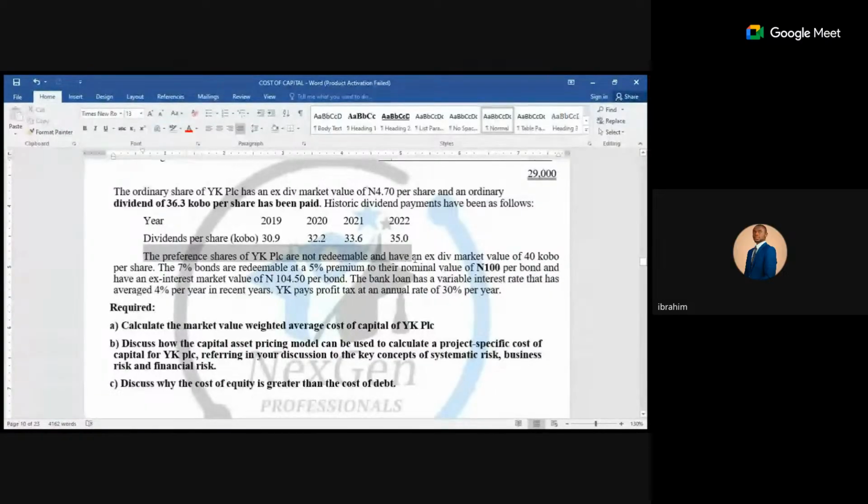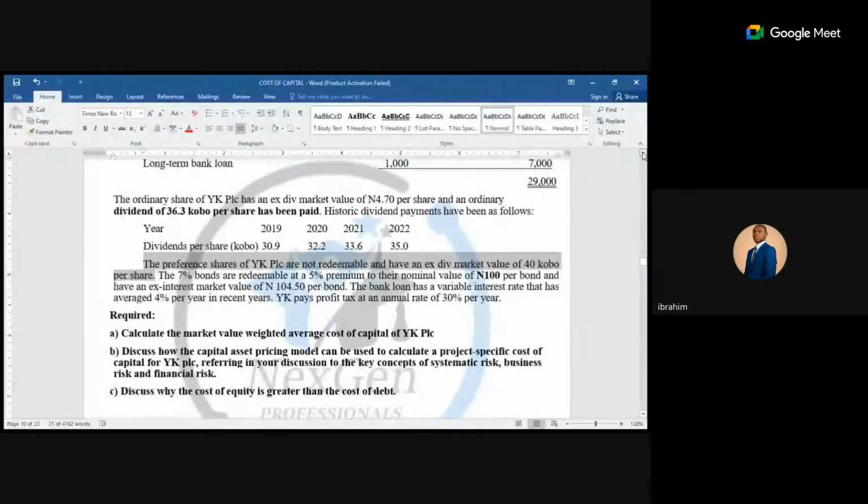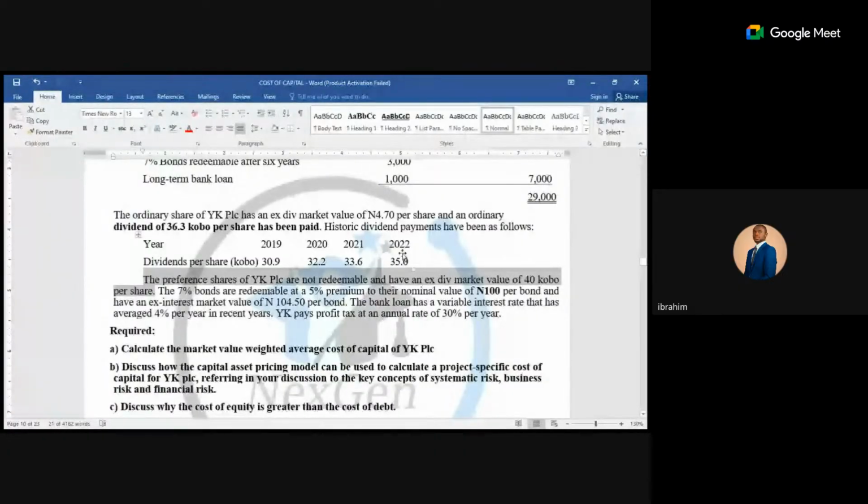Now, the preference shares have an SD market value of 40 kobo per share, meaning that the dividend of the preference shares has been paid, but it is not a redeemable preference share. It is a normal preference share. You can see that the current dividend for the preference shares is not given to us in this story. Class, how do we determine the current dividend of preference shares? They are supposed to include it, but they have only given us the SD market value.